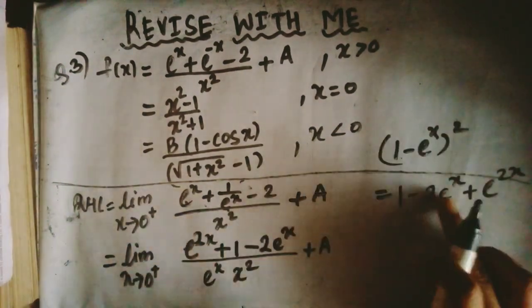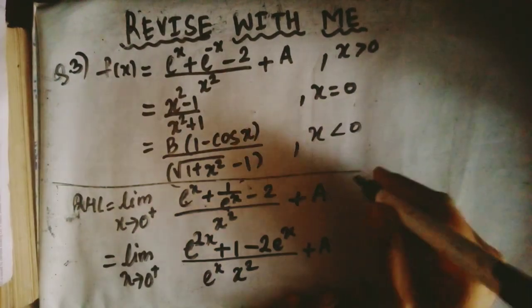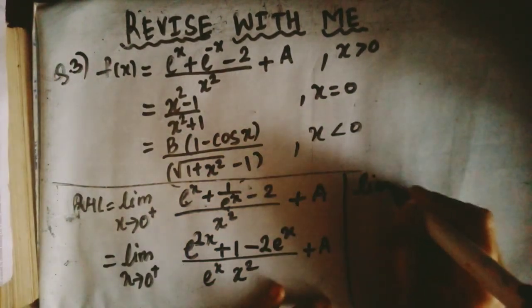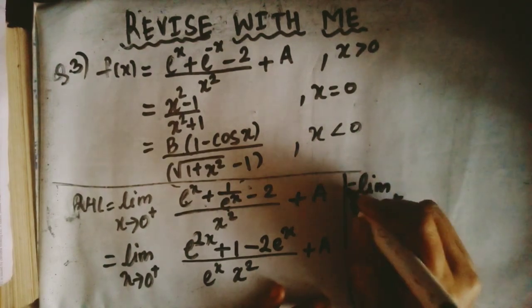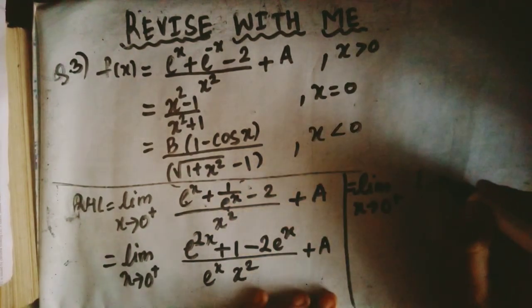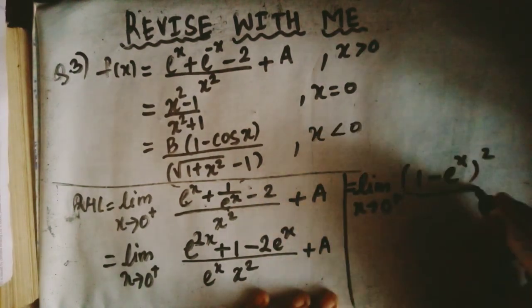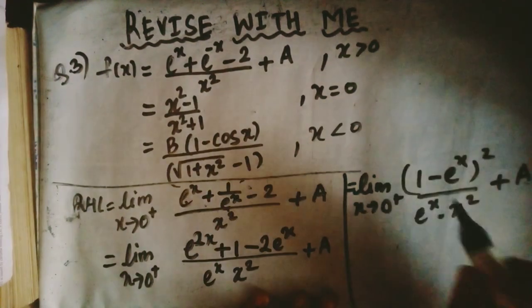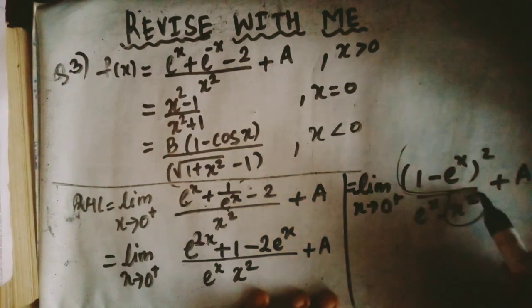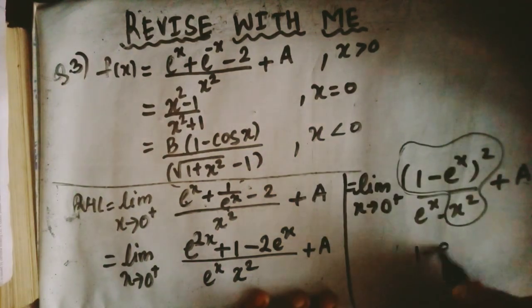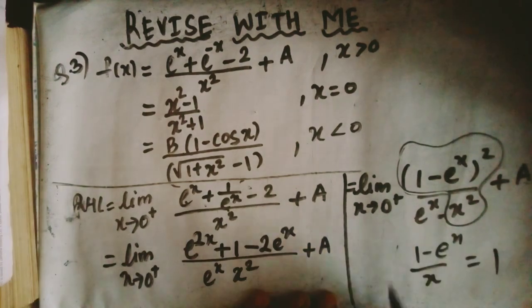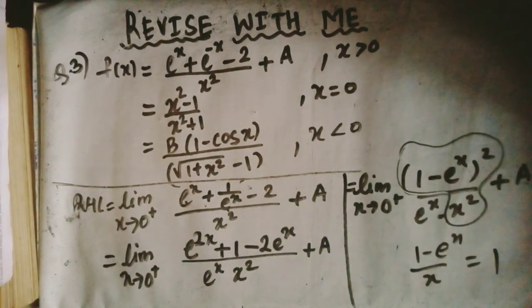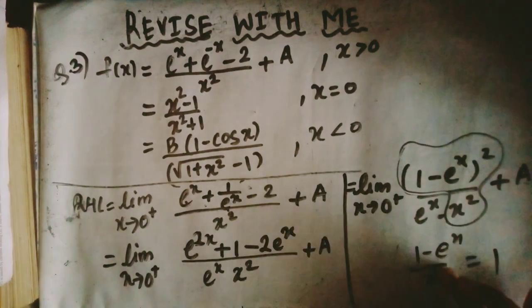So this is the same term, so we can write it as limit as x tends to 0 plus 1 minus e raised to x the whole square, okay, upon e raised to x into x square plus a. Now we know this term, that is 1 minus e raised to x upon x will give you 1 for limit as x tending to 0. Okay, so this is your log e.